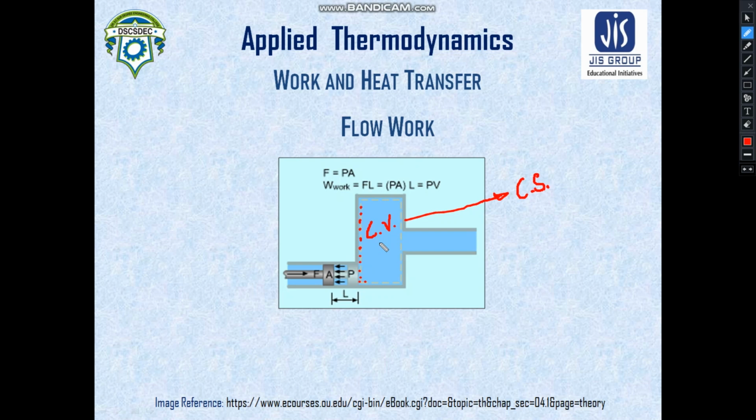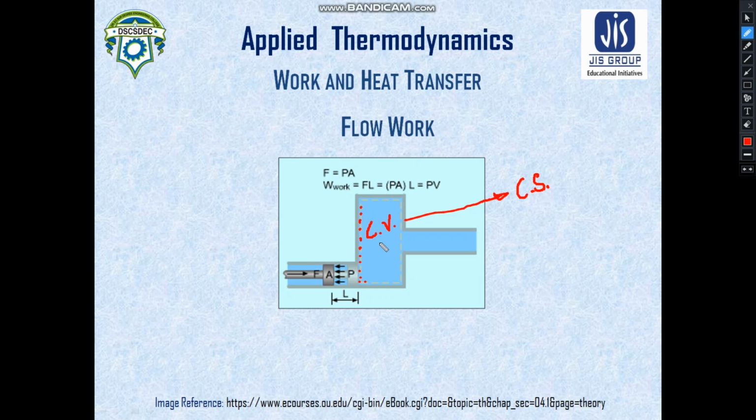So now we can say much more specifically that a certain amount of fluid is trying to enter a control volume. So what will be the work needed by this fluid to take entry into the control volume?